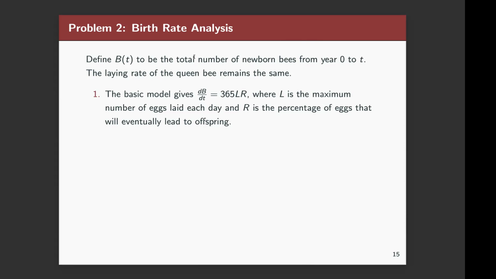So first of all, we begin with a basic model, which assumes that the laying rate is the same all year. It tells us that the change of bees with time, or the newborn bees, is going to be 365 times L times R, where L is the maximum number of eggs laid each day, and R is the percentage of eggs that will eventually lead to offspring. I'm not sure if there are more questions at this point, but okay, no questions.